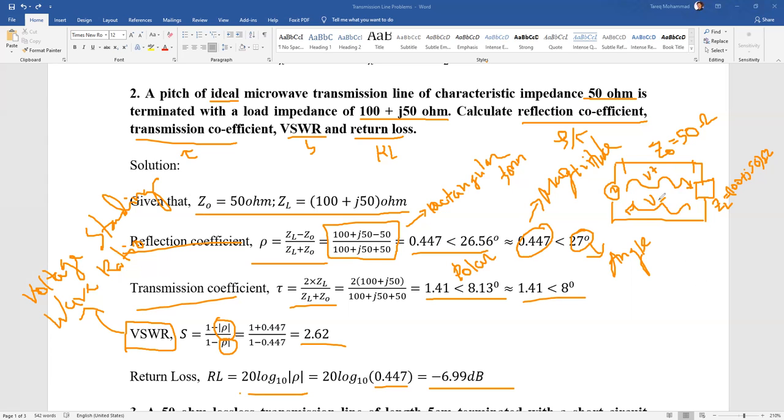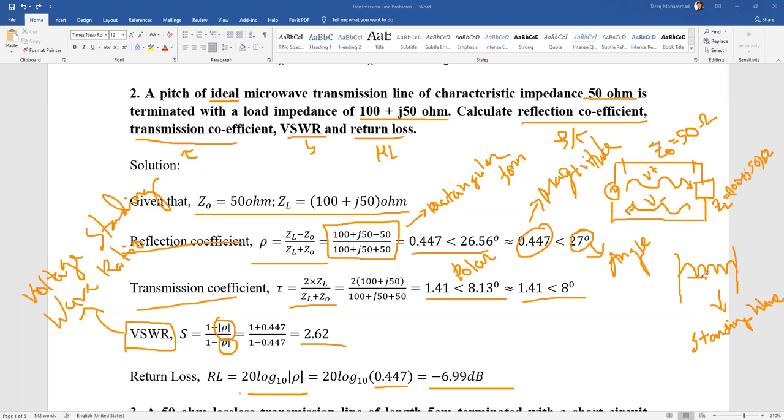Okay, here if we combine these two waves, then we'll get a third wave, which would look like this. If we combine V plus and V minus, then we'll get another wave, which is this kind of wave. And the name of this kind of wave is the standing wave. So the voltage standing wave ratio.